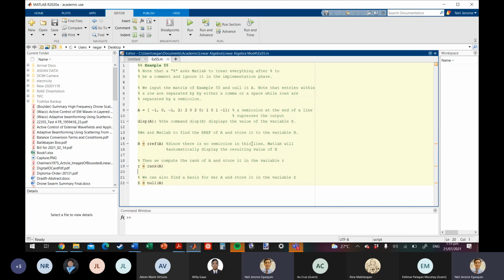So you will see here, example 55. This is what I sent to you along with module 4. So here is how I inputted matrix A. Negative 1, 0, negative 1, 2, 2, 2, 0, 2, 0, 1, 0, 1, negative 1, right? And then this A will just display the matrix A.